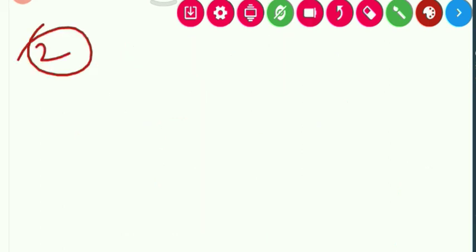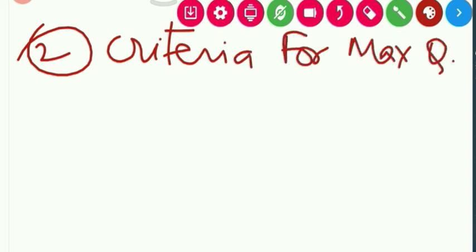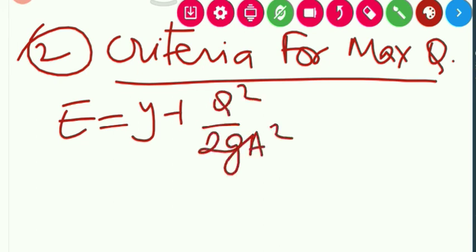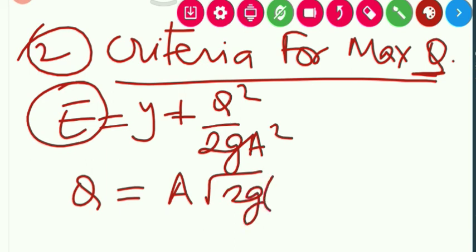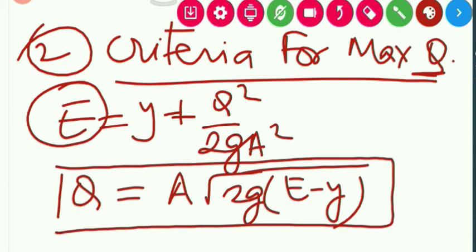Now in the second point we will derive criteria for maximum discharge. We have this equation E equal to y plus Q square by 2g A square. We have to determine criteria for maximum discharge. So here E will be constant, so if we arrange this equation, Q comes out to be A under root 2g into E minus y. This is the equation obtained after arranging these terms.